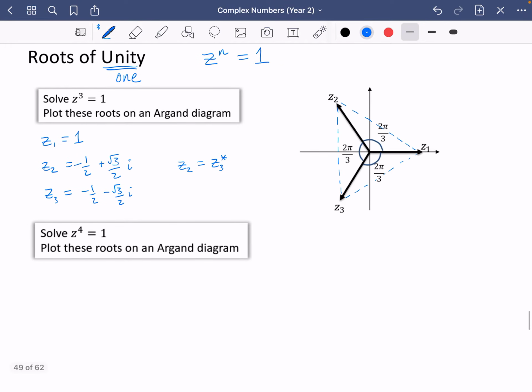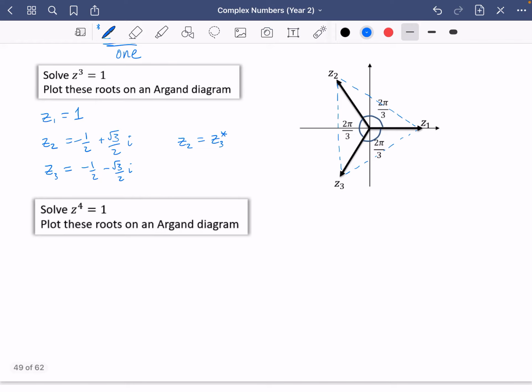Okay, we're now going to do the same thing with z to the power of 4 equals 1, but I'm not going to go through quite as long a process as I did, because I think there's going to be a quicker way of solving this. Now, if z to the power of 4 equals 1, I'm obviously going to be able to work out what some of these roots are.